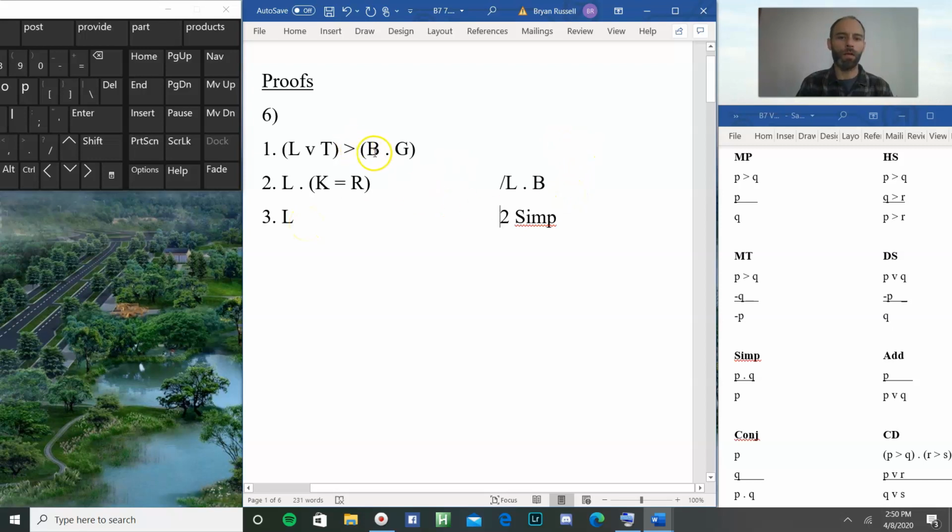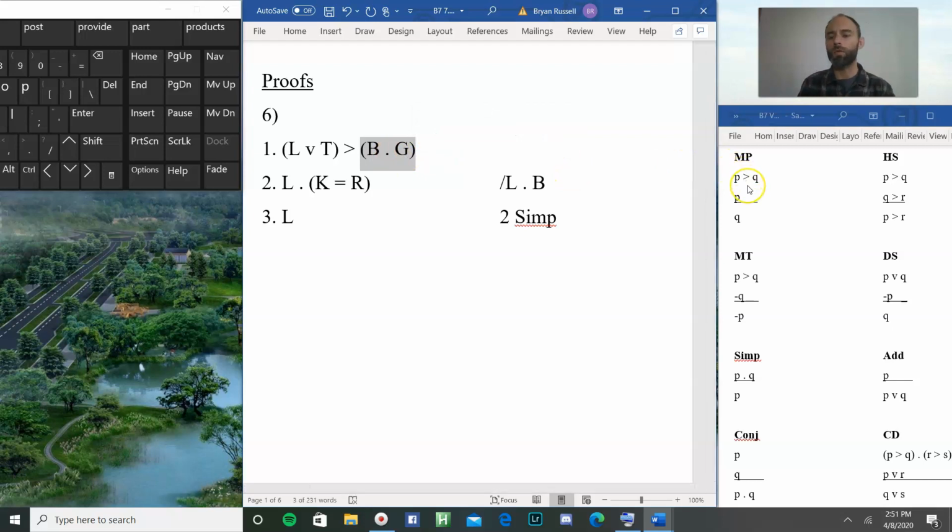So B's up here in this big line. So luckily, B appears in the consequent of a conditional statement. And if we can get this consequent on a line by itself, then again we could simplify the B out and then conjoin it with the L to get our answer. So how are we going to get the consequent on a line by itself? Well, usually the way we do that is by modus ponens.